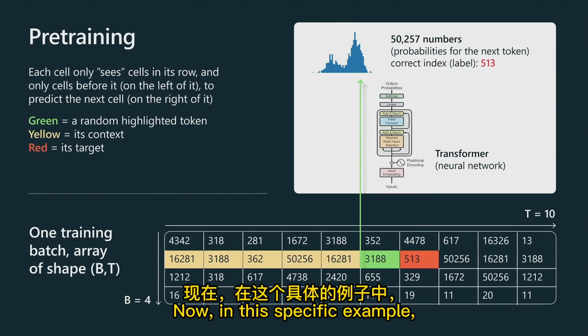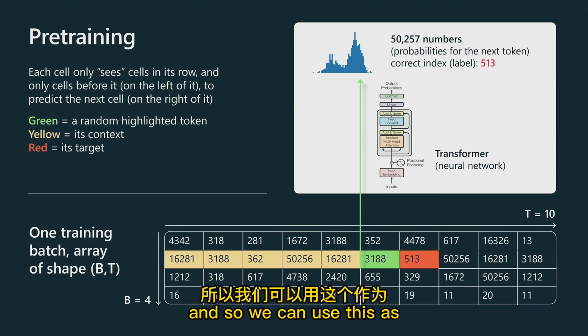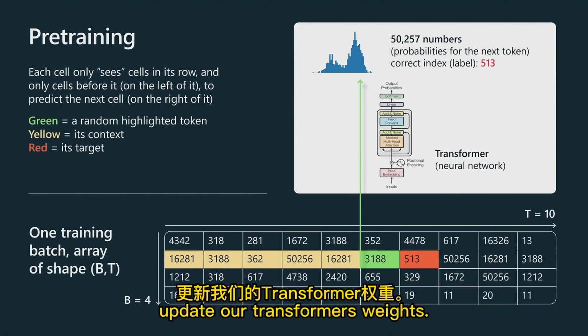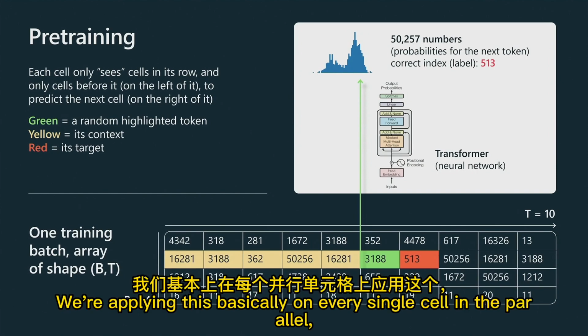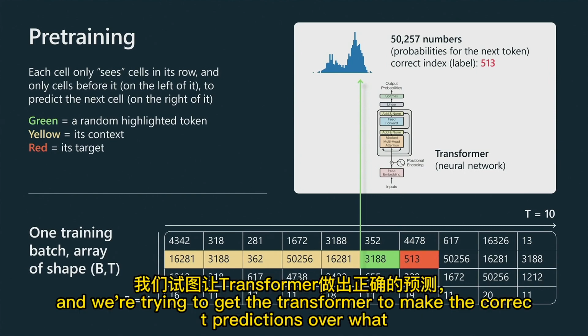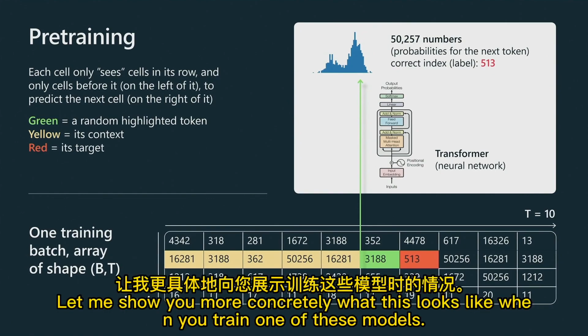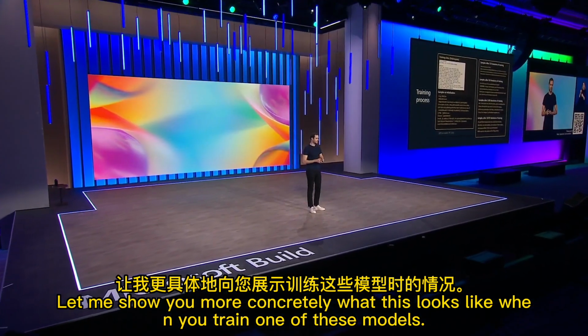Now, in this specific example, for this specific cell, 513 will come next. And so we can use this as a source of supervision to update our transformer's weights. We're applying this on every single cell in parallel, and we keep swapping batches. And we're trying to get the transformer to make the correct predictions over what token comes next in a sequence. So let me show you more concretely what this looks like when you train one of these models.